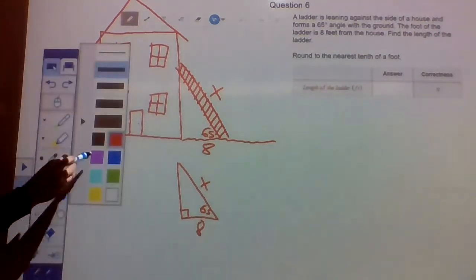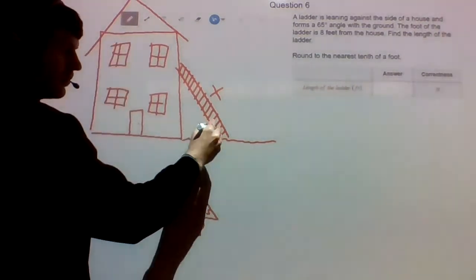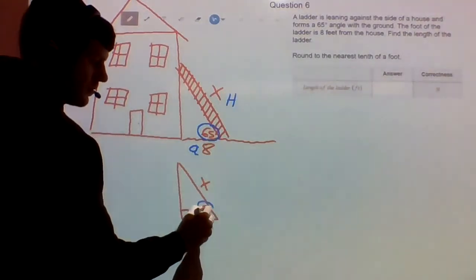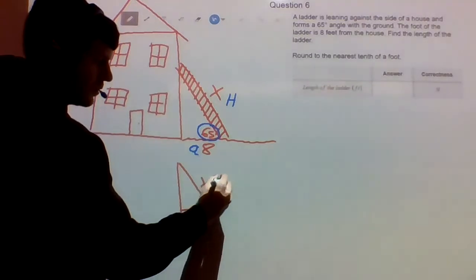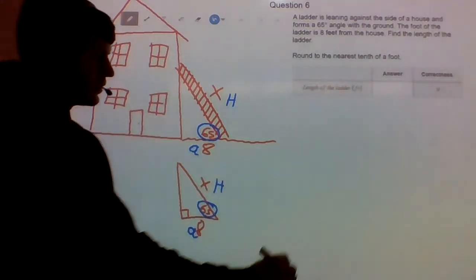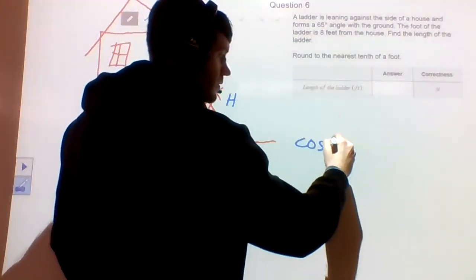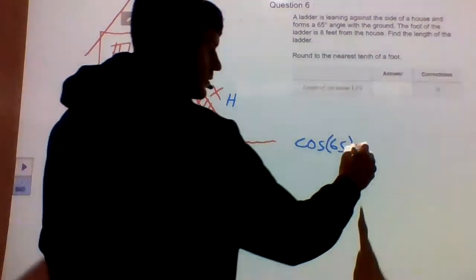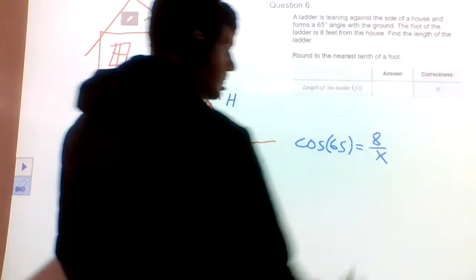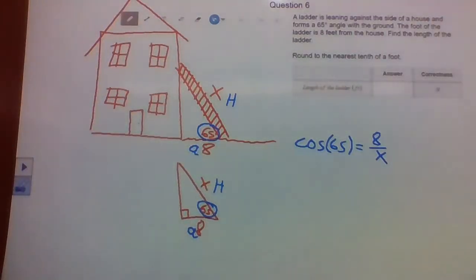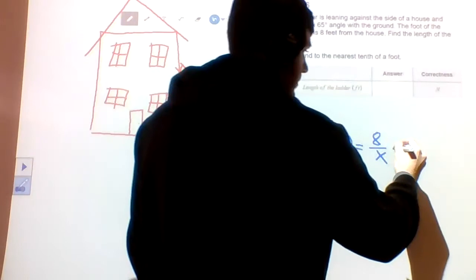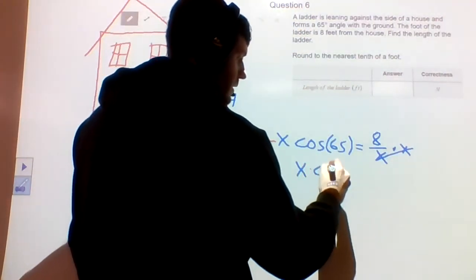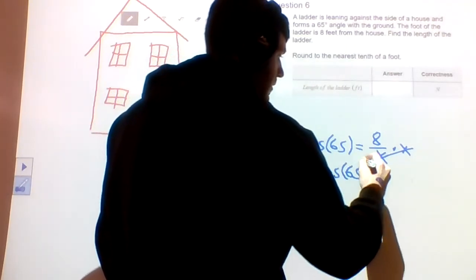So if we're solving here, circle the angle. This is adjacent, this is hypotenuse. So we're going to use cosine. So cosine, you input the angle, 65. Output is the ratio, that's going to be 8 over x. And we have to solve for x now, so we have to multiply both sides by x. And then we're going to have to divide both sides by cosine of 65.